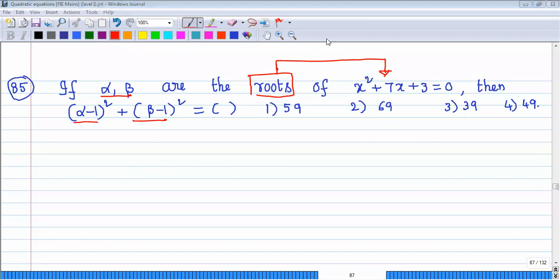Right? Okay, option 1. Right, very good. Okay, let us check my solution.